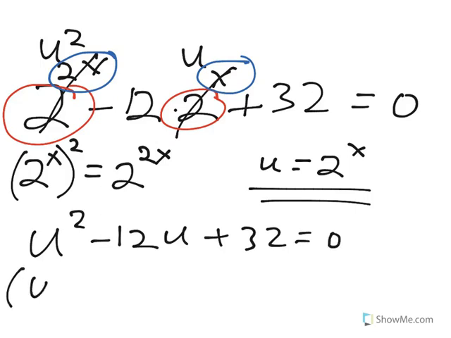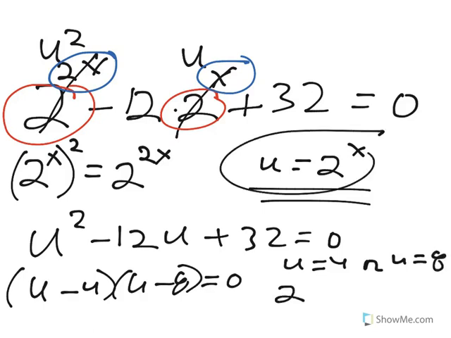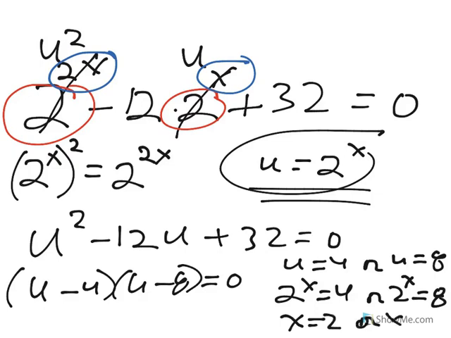So you factor it. So u equals 4 or u equals 8. But the u, remember, was 2 to the x. So this has turned into 2 different exponential equations which have answers of 2 or 3. So that's one question that I like.